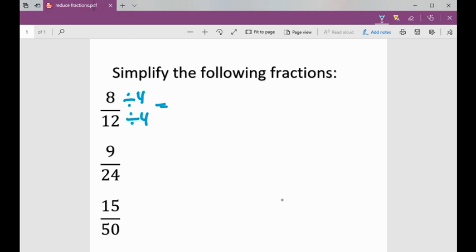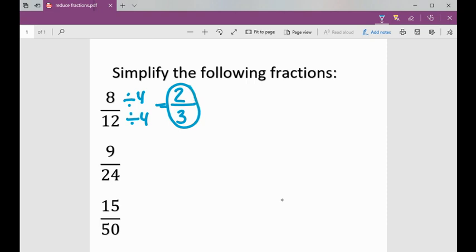When I do that, 4 can go into 8 2 times, and 4 can go into 12 3 times. Now looking at 2/3, there isn't a number that can go into 2 and 3 perfectly other than 1, so our simplified fraction for 8/12 would be 2/3.